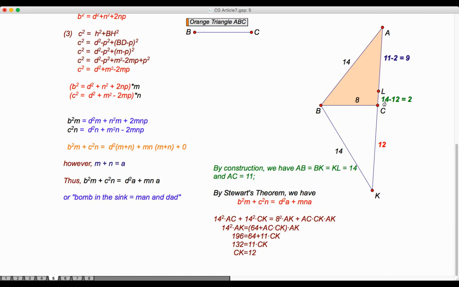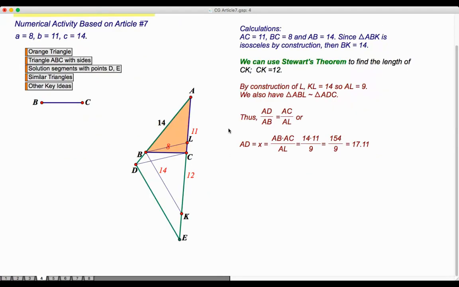KL is equal to 14, as we know, because BK is equal to CL is equal to 14, and therefore since this is 12, the leftover will be 14 minus 12, and that's equal to 2. But wait a minute, I do know that AC is equal to 11. That's the side of the triangle ABC, and therefore the leftover AL is equal to 9. Now, with these results, I now have all of this, 14, 9.